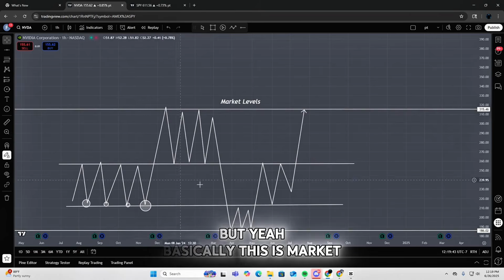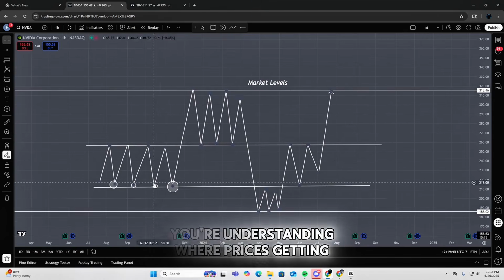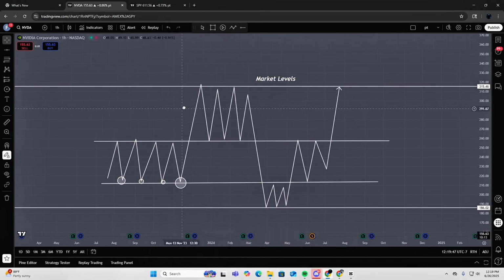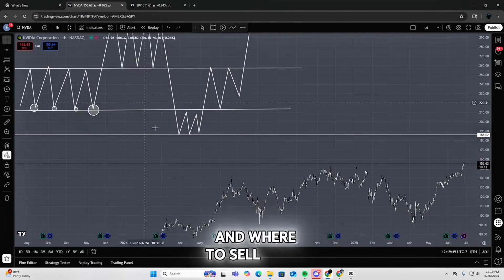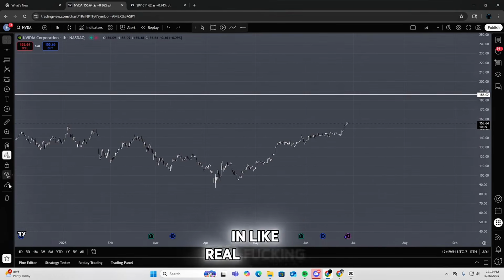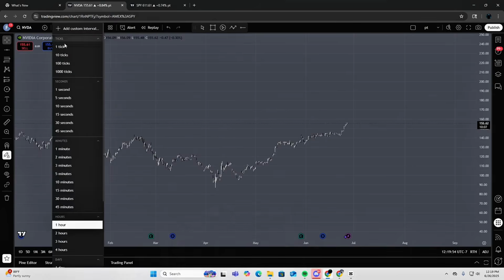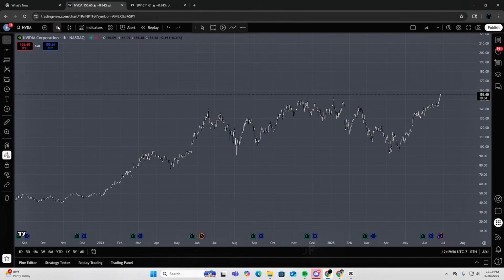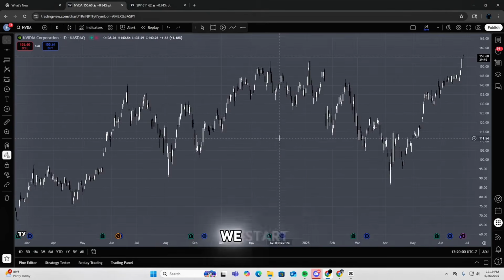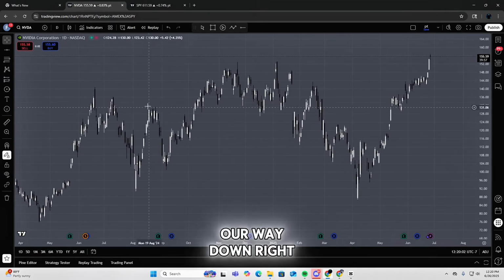But basically, this is market levels, right? You're understanding where price is getting bought up and where price is being sold off, so you can have an idea where to buy and where to sell. So let's actually put this in real trading terms. Let's go on the daily. We start off on the higher time frames and work our way down.